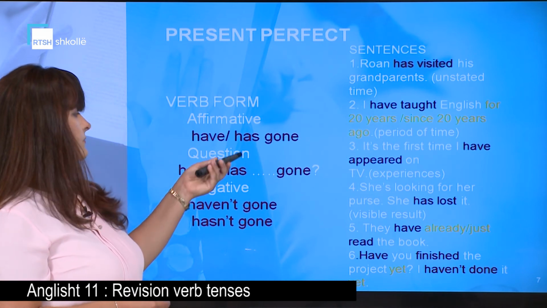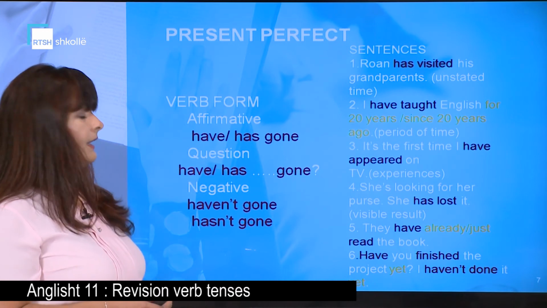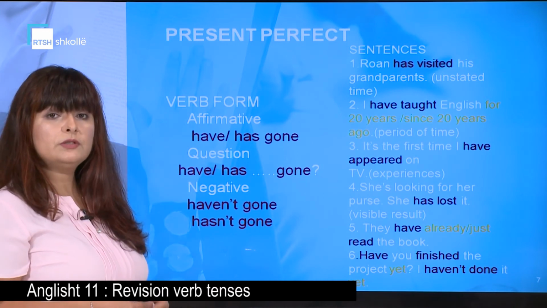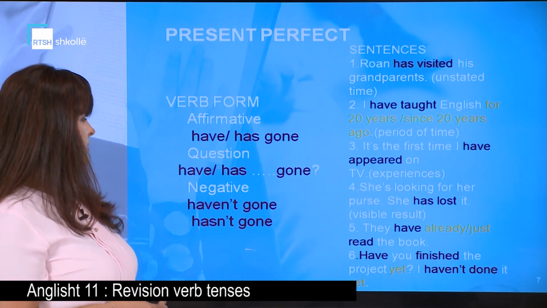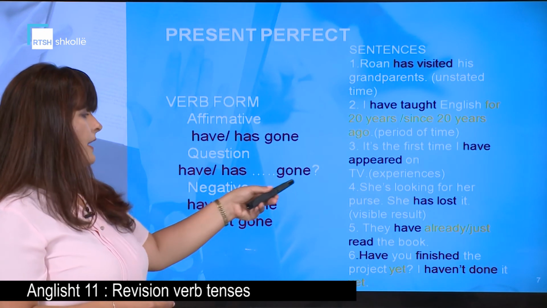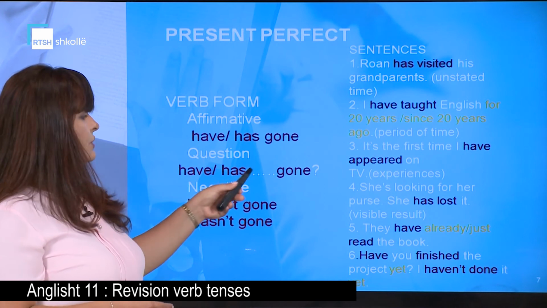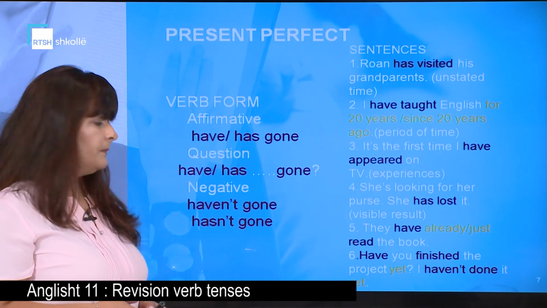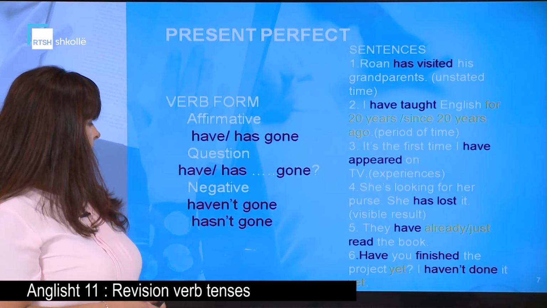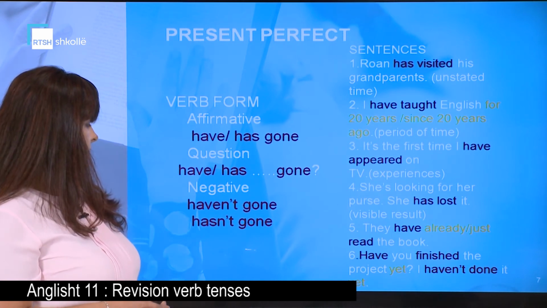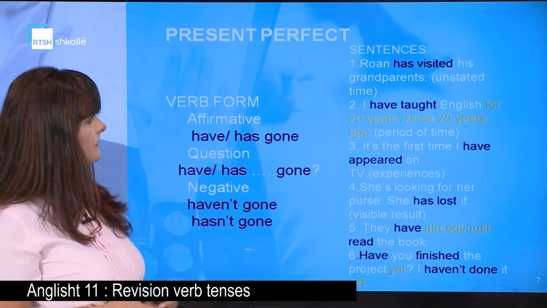What about the question form? As I mentioned before, have and has are also used as auxiliary verbs. So we form the question, have you ever gone to Italy before? Has she ever done something? The negative form is used with not. So we have haven't gone, hasn't gone.